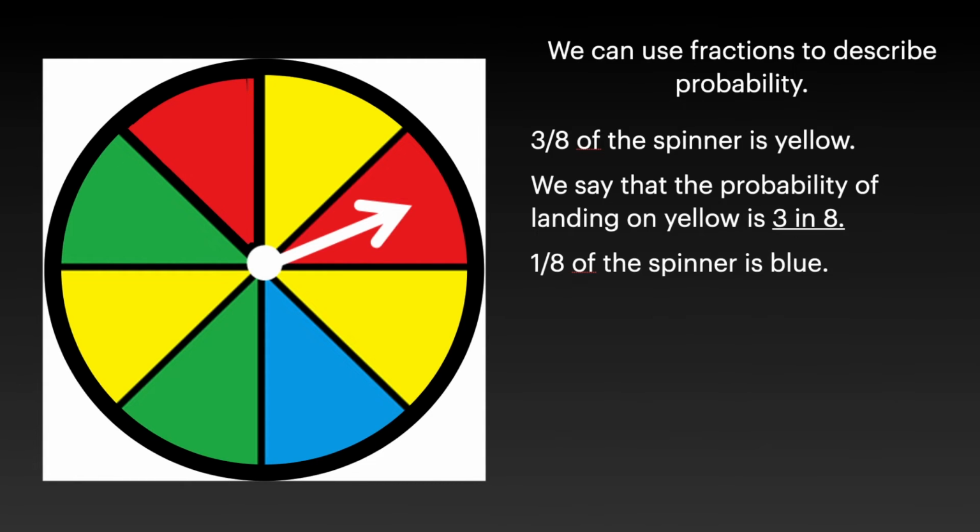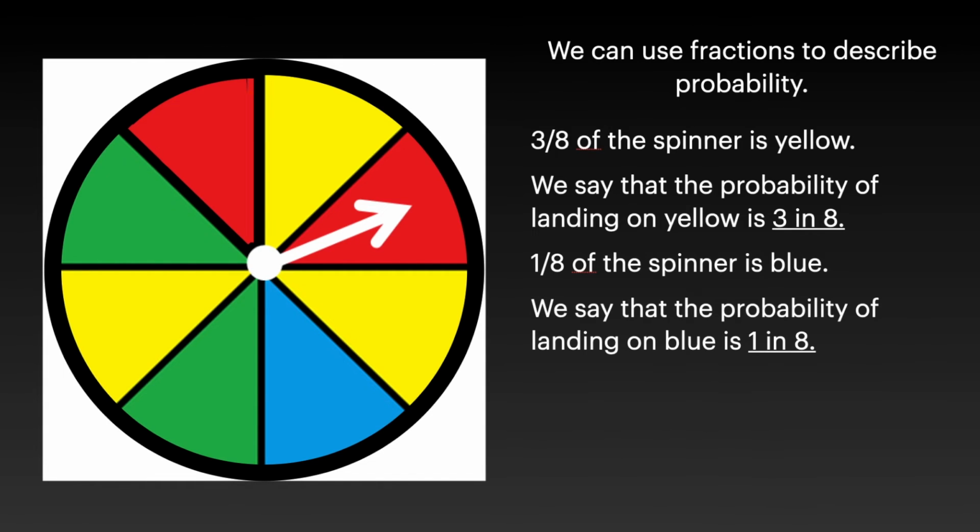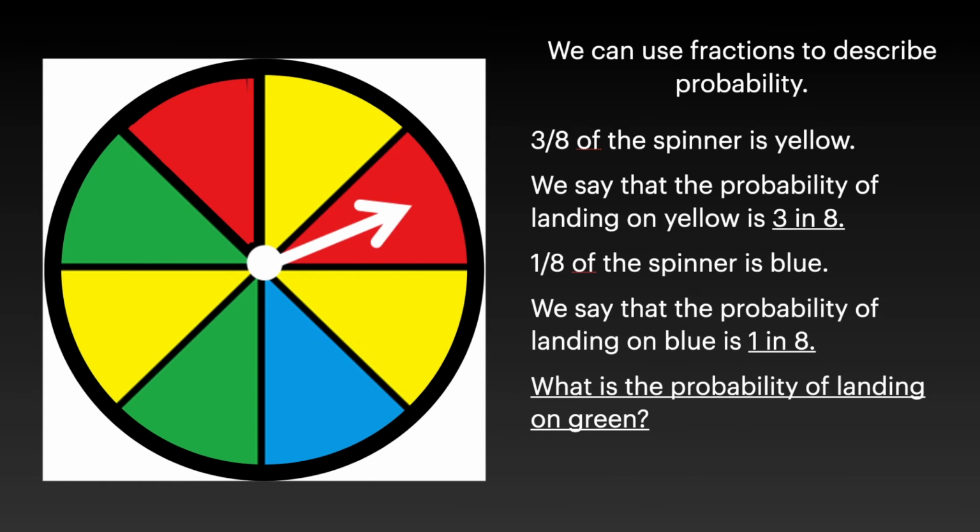Let me move on to a different color. Blue. 1 of the spaces of this spinner is blue. So I can say that 1/8 of the spinner is blue. And to change that into a probability sentence, we say that the probability of landing on blue is 1 in 8. We say the numerator first, 1, then we say the word in, and then we say the denominator, 8. 1 in 8.